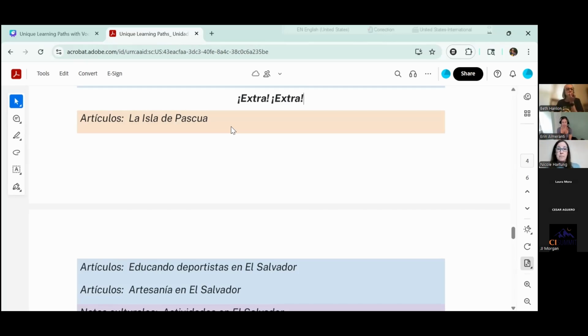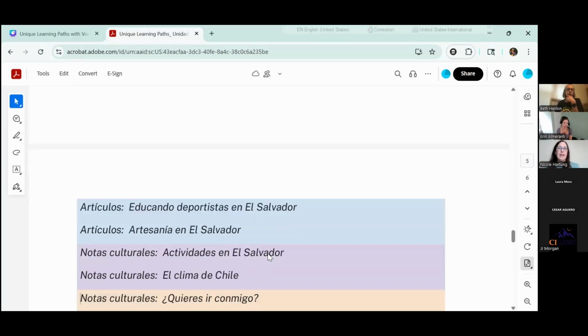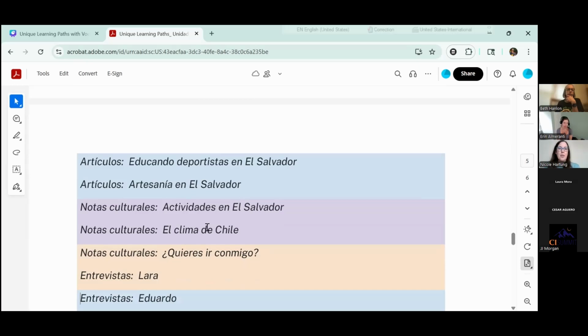Model that for them with the first article. And then boom, how beautiful is this? Then you get to choose between these two blue ones right here. Again, practice. This is practice. You could turn these into assessments if you wanted to, but I typically don't. And then the purple options here, those are cultural notes. Same thing. Choose. And I'm going to show you what this looks like. I think Actividades en El Salvador.